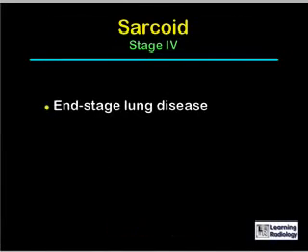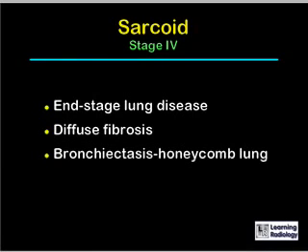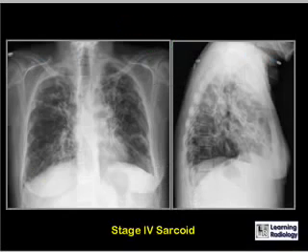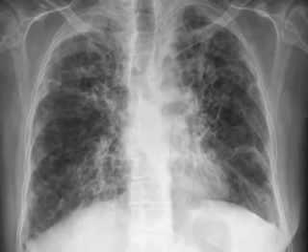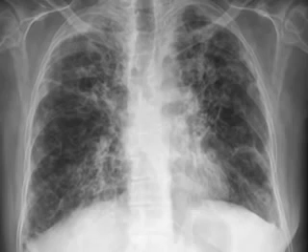Stage 4 sarcoid is end-stage lung disease. There is diffuse fibrosis, there may be bronchiectasis and a honeycomb lung, and there may be multiple cysts. This is a classical example of a frontal and lateral radiograph in a patient with stage 4 sarcoid. You can see that there is considerable fibrosis in both lungs, there are multiple cysts, there is retraction of the hila.